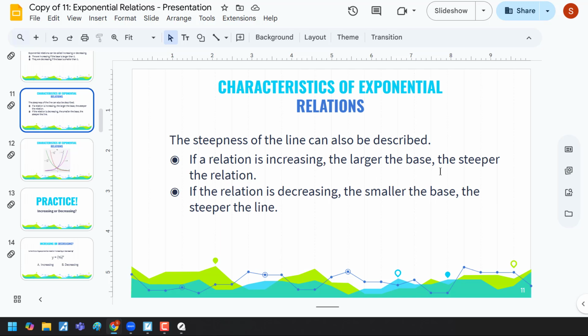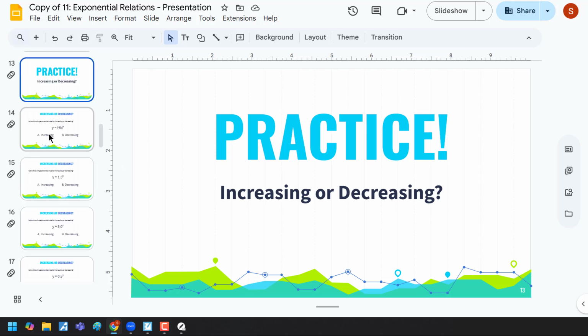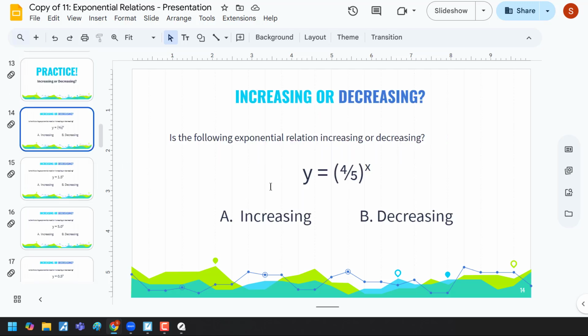line. If the relation is increasing, the larger the base, the steeper the line or relation. Okay, time for practice. Some easy basic practice. It's not even 4 options, it's just 2 options at this point. Increasing or decreasing, what do you guys think?